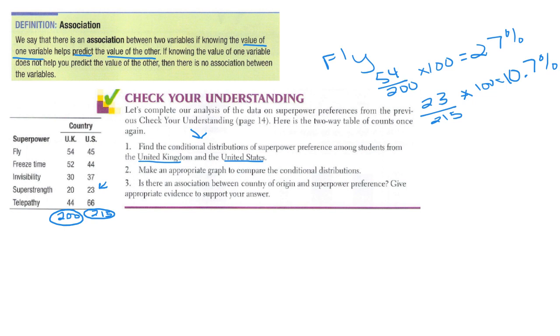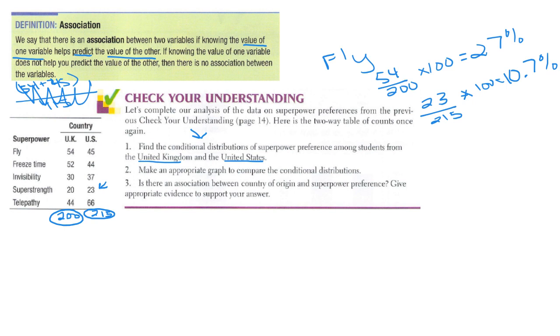Again, remember, if I was doing marginal distributions, for instance, if I wanted the marginal distribution of flying, I would have 54 plus 45 over my total, over my 415 students. That would be for a marginal distribution because there's no condition based upon them. Okay, so for this question, to get full credit, you would have 10 answers: all 5 different categories for the UK, and all 5 different categories for the United States.